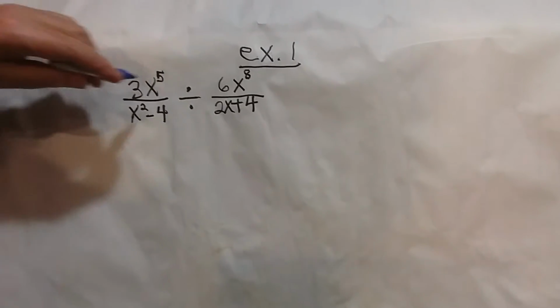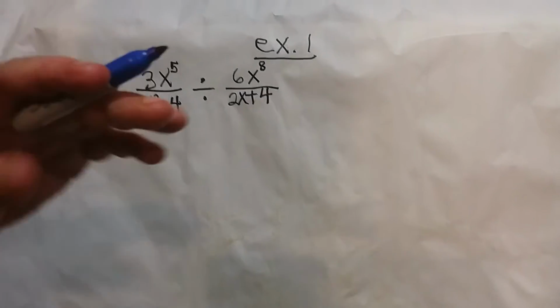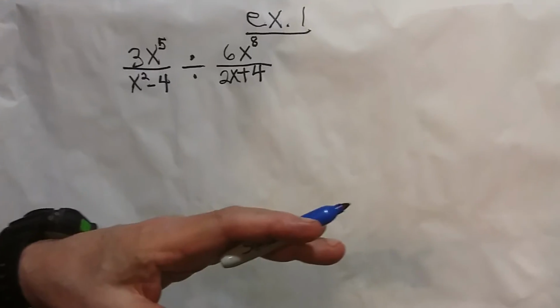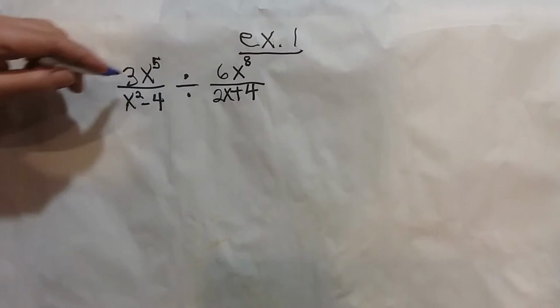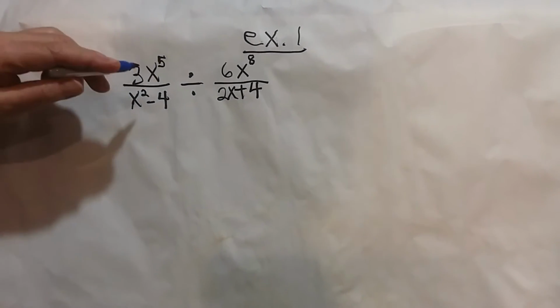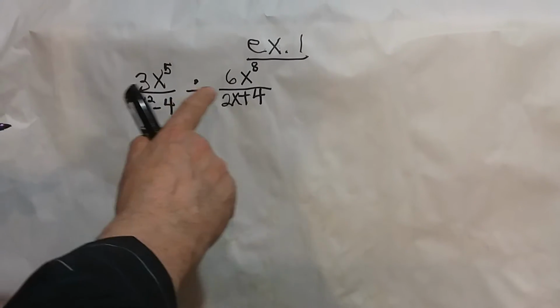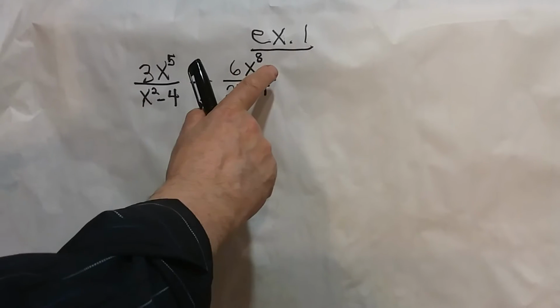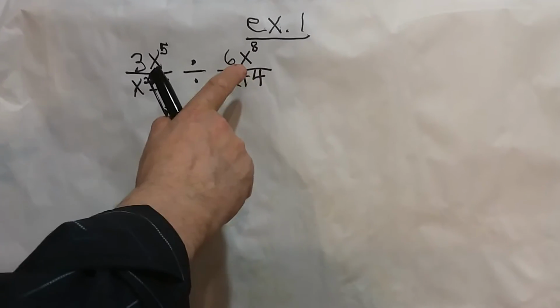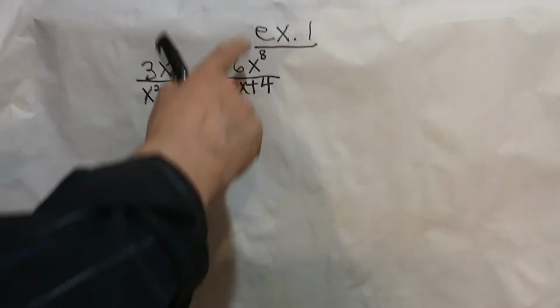Now, in order to do this, by the way, before you see this, make sure you read the instructions that I sent and then look at the video. You're going to copy the problem and factor where possible, but with division, you write what's called the reciprocal of the second fraction, the one on the right, the one I'm pointing to. And to do that, you just switch the numerator and denominator.